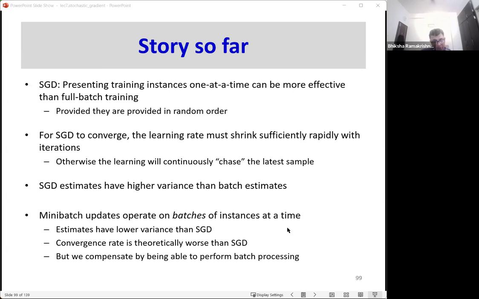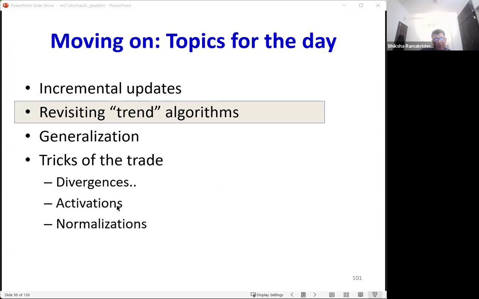SGD, but because you can actually use the vector processing and such like, you end up with much better convergence. To answer your question, yes, once you increase the batch size, you can increase the learning rate.